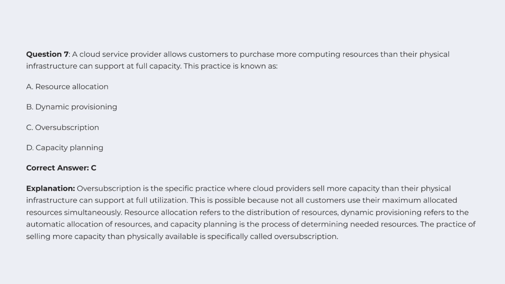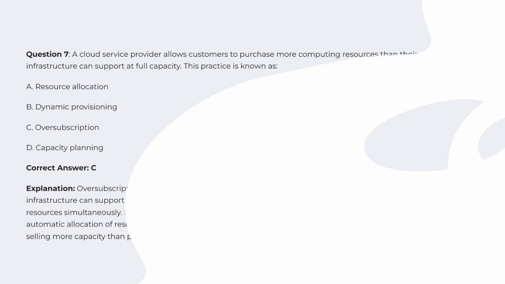Correct answer: C. Explanation. Oversubscription is the specific practice where cloud providers sell more capacity than their physical infrastructure can support at full utilization. This is possible because not all customers use their maximum allocated resources simultaneously. Resource allocation refers to the distribution of resources, dynamic provisioning refers to the automatic allocation of resources, and capacity planning is the process of determining needed resources. The practice of selling more capacity than physically available is specifically called oversubscription.